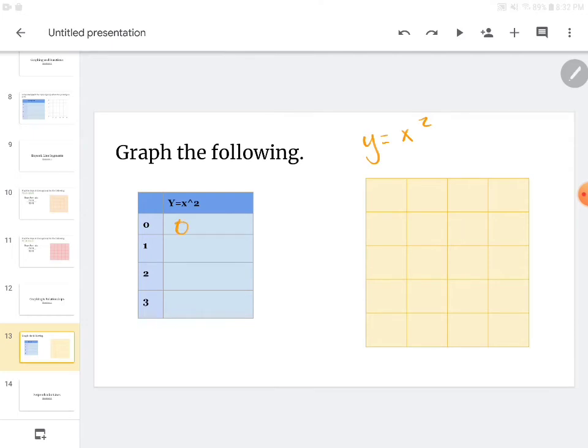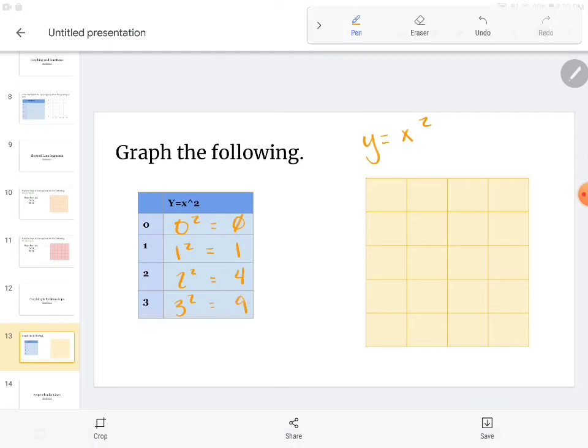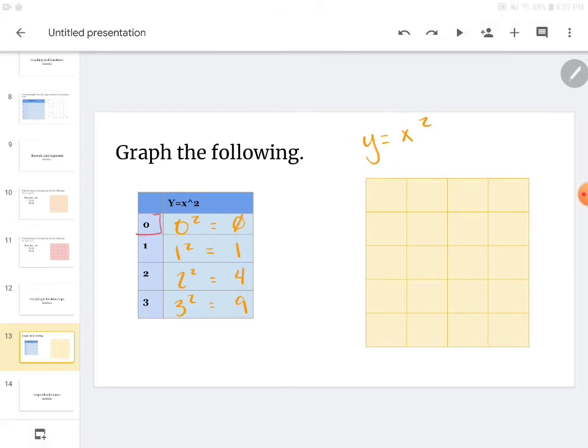We can do 0 squared, which is going to be 0. 1 squared, which will be 1, which is 1 times 1. 2 squared, which will be 4, because 2 times 2 is 4, and then 3 squared, which will be 9. So now that we've gotten all of those numbers down, we can go ahead and determine what our points are. We have 0, 0, we have 1, 1, 2, 4, and 3, 9.